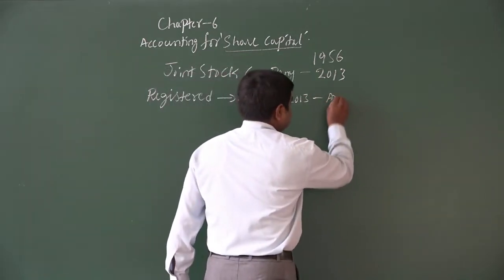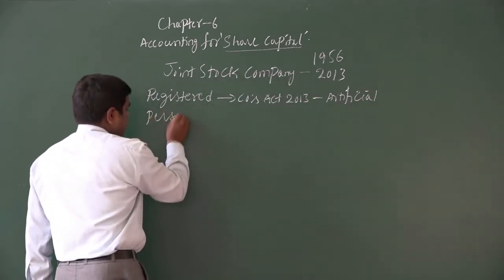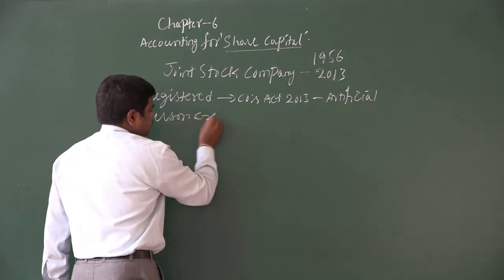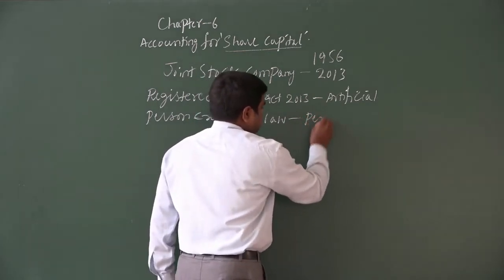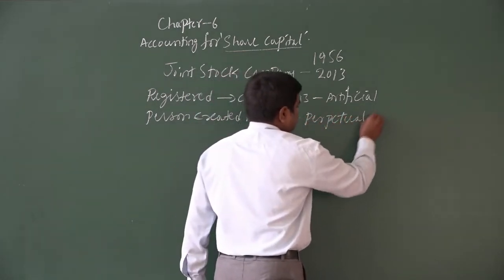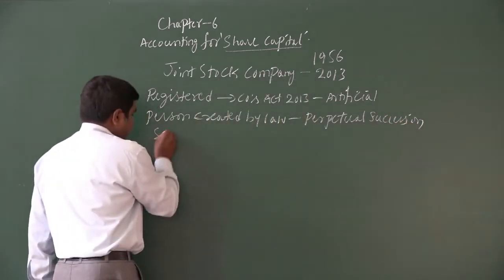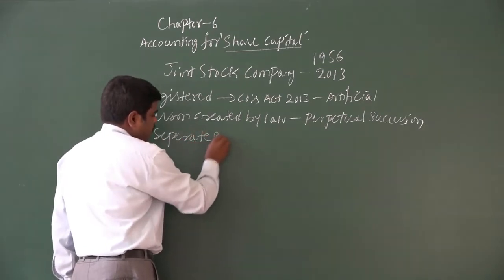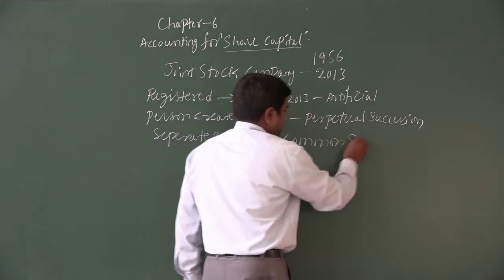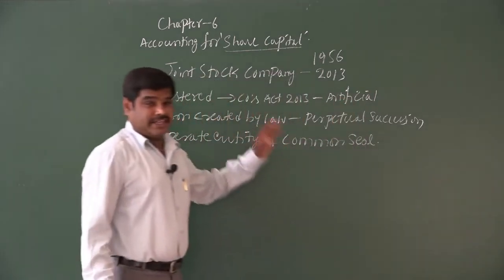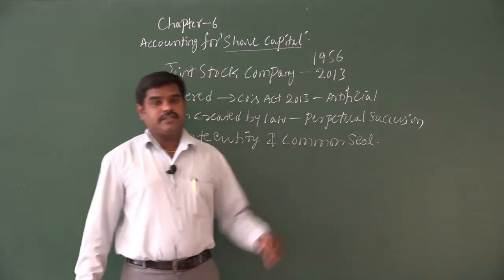It is an artificial person created by law, having perpetual succession, separate entity and common seal. This you have studied in first PUC, the meaning of joint stock company, the definition given by 1956 or what you call now 2013.